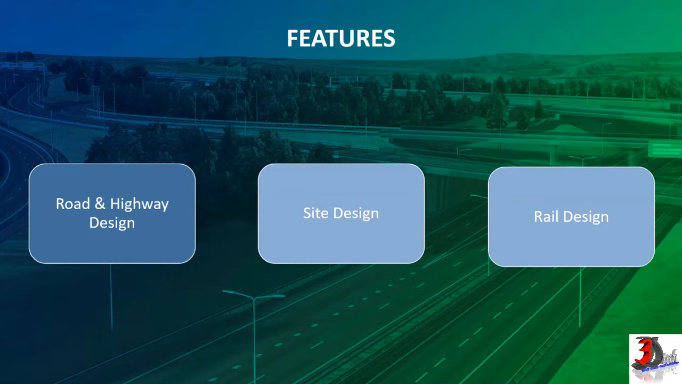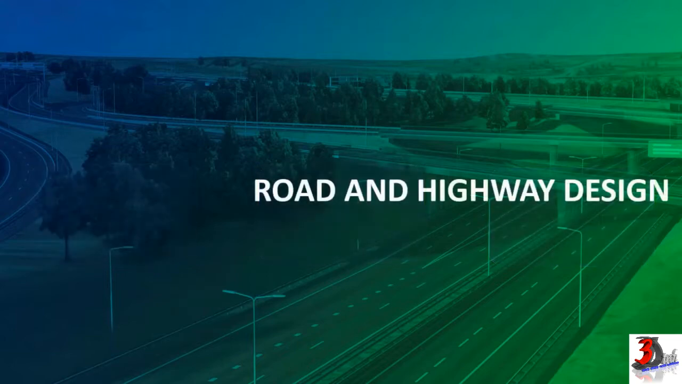And the second one is site design, which can get your project off the ground quickly with tools to help you prepare and shape ground surfaces for roadway, subdivision, and other site projects. The third one is rail design. In this rail design, we can plan the speed, design, and delivery of transit stations and rail networks. So I will go through one by one.